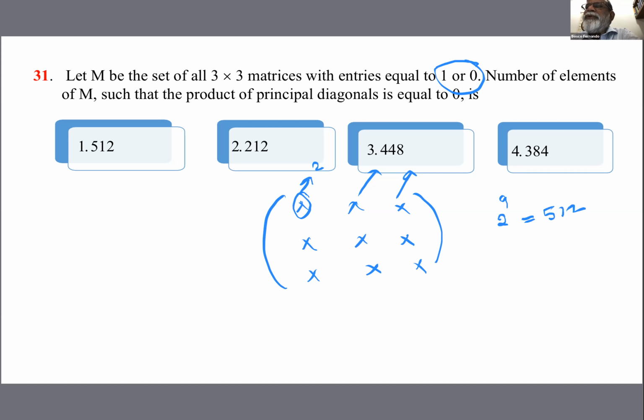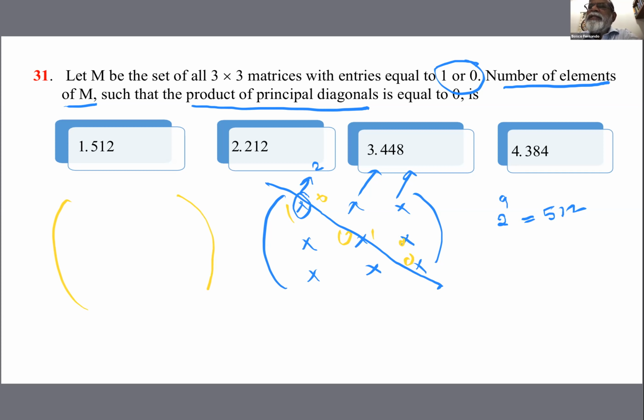The number of elements in M, so number of matrices of this category, the product of the principal diagonal is equal to 0. So instead of finding the product of the diagonal elements 0, it can be 1, 0, 0. It can be 0, 1, 0.